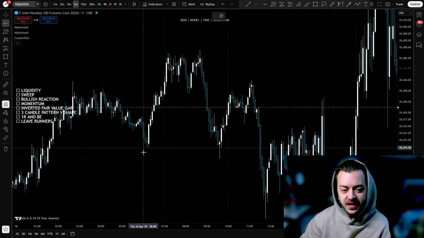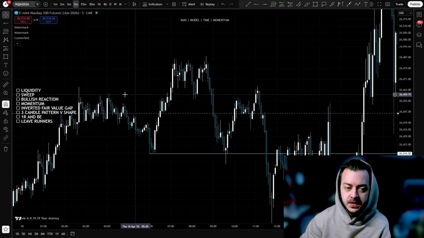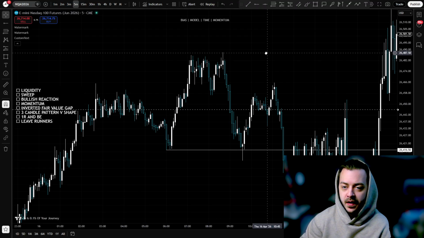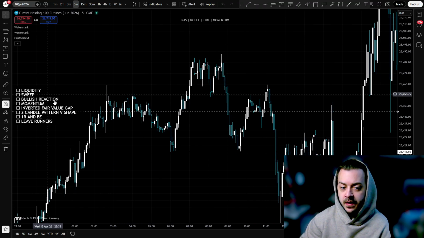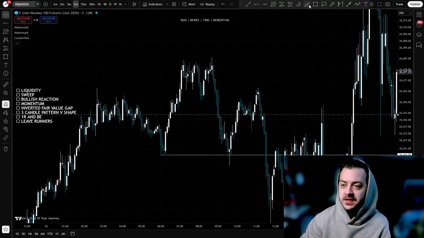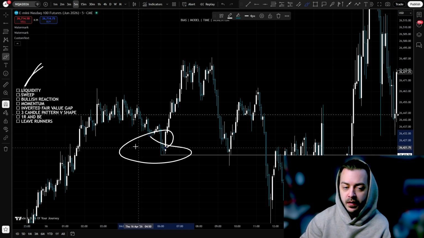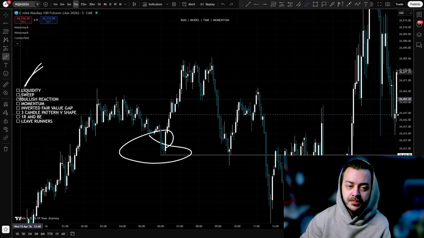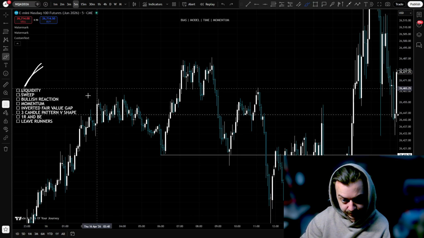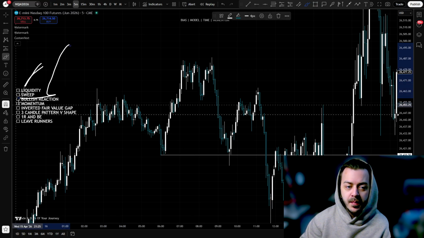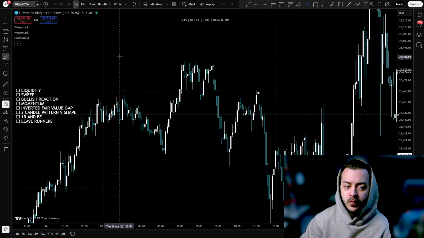So let's take a look at this trade that I took. So what have we got? We've got liquidity above that I want to target. We've got ourselves a sweep. This is my checklist here. Let's go through it together. So what have we got? We've got ourselves a liquidity. We've got a sweep of a low. We've got a bullish reaction here. So bullish reaction. We've got ourselves our momentum to the upside, and then we're looking for that fair value gap.